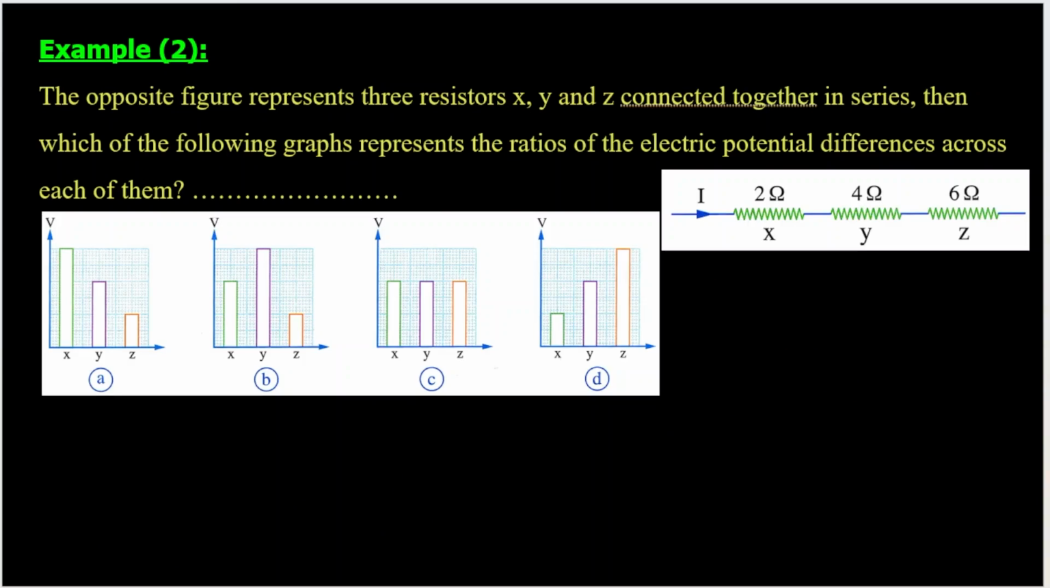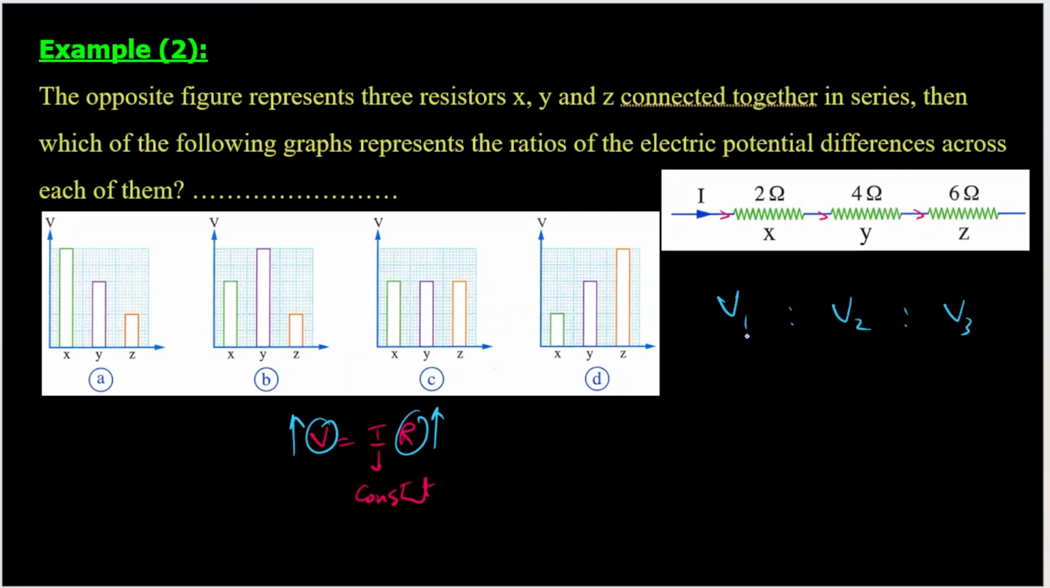In this question, the opposite figure represents three resistors X, Y, and Z, which are connected together in series. Which of the following graphs represents the ratios of the electric potential differences across them? As you can see, the same current is passing through the three resistors. So V is equal to I times R. And since they have the same current, R and V are directly proportional. They will increase together and they will decrease together. So this means that the ratio between the potential differences is exactly like the ratio between the resistors.